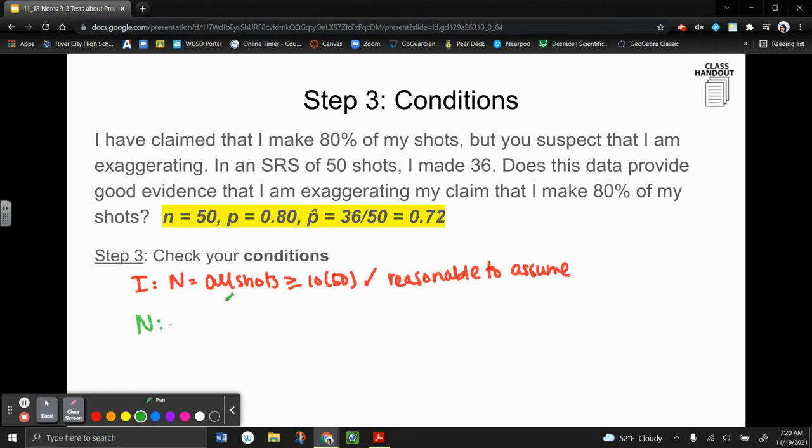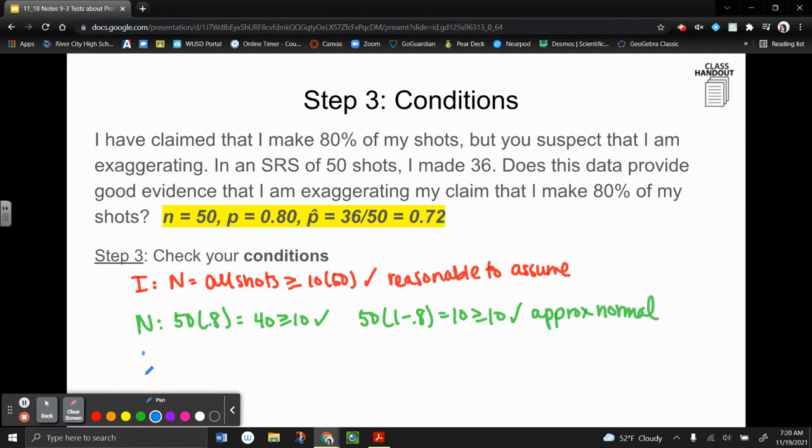For the normal condition, we're going to do n times p, so 50 times 0.8, which is 40. That's greater than or equal to 10, so that's good. And I'm going to do 50 times 1 minus 0.8, which is 10, and that's greater than or equal to 10 as well, so we would say that it's approximately normal. And lastly, for the random condition, it does say SRS, so we would say SRS is stated. So our three conditions are met.